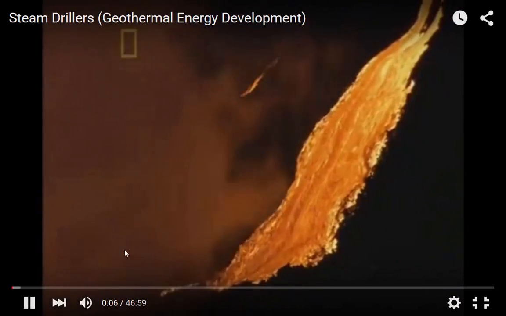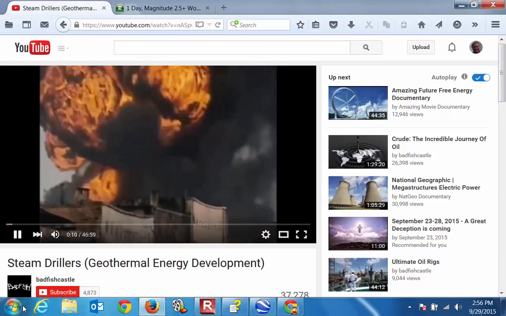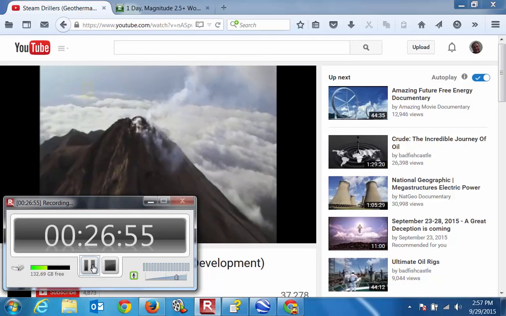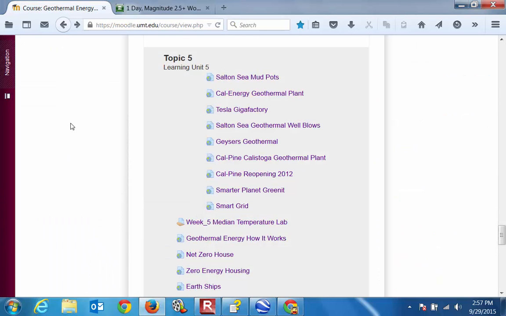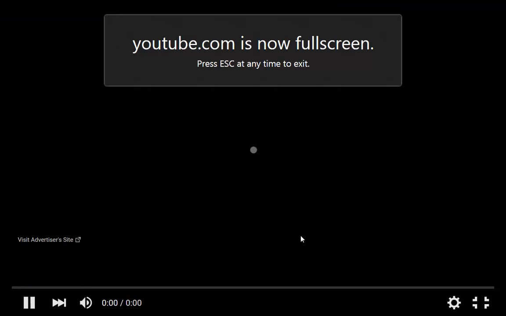It's one of the Earth's most powerful forces. So hot, almost nothing can withstand it. So volatile, it explodes from out of our planet's deepest recesses. So who would have thought, what does Tesla have to do with Cal Energy geothermal plant or the Salton Sea, Gulf of California? It's kind of a new thing here.